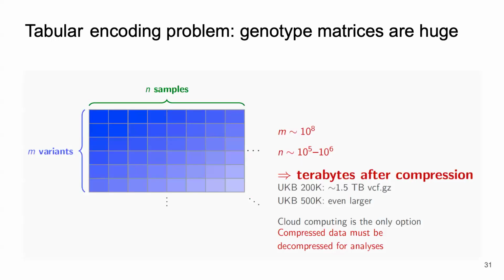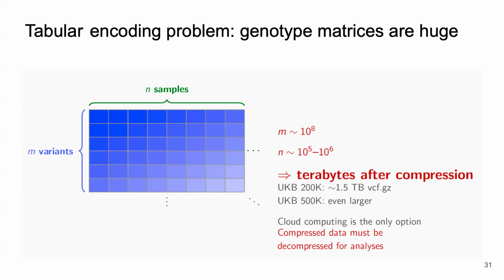However, in statistical genetics, what people usually do is to represent this data as an n by m matrix, where n is the number of samples and m is the number of mutations. For present-day biobank data, which contains a large number of human samples, n is on the order of 100,000 to 1 million, and m is on the order of a few hundred million if we're talking about whole genome sequencing data. So for the UK Biobank data, they have two releases.